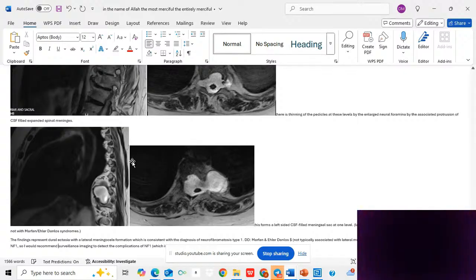Okay, what is the aim of the management here? The aim of the management here is to detect the complications of the already known NF1 by surveillance imaging. Surveillance imaging. That's it. Thank you.